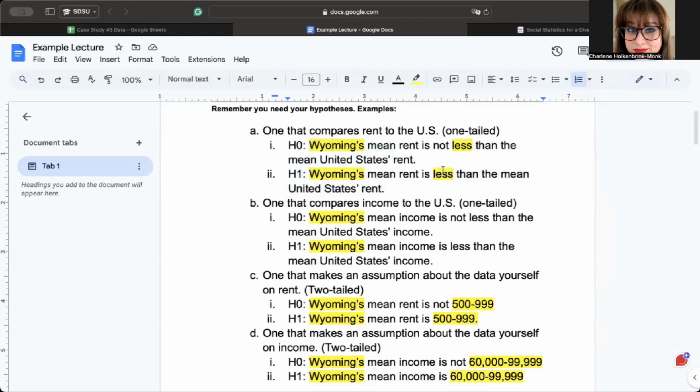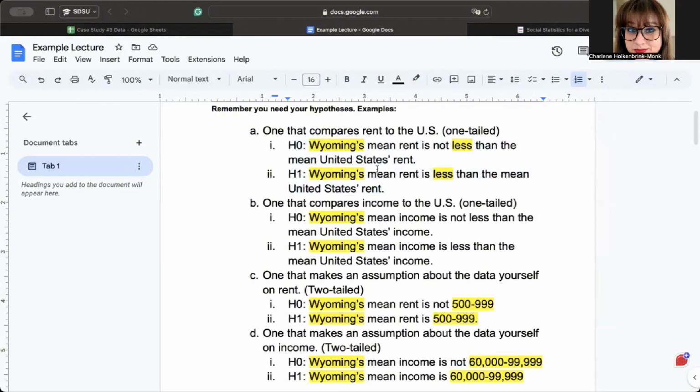Now, this highlighted portion, as I said, is what you're changing. So this would be your state, and then this is what you think is going to be the case. For our one-tailed test, we're comparing our rent and our income to the United States. If I was using Wyoming, I'd say Wyoming's mean rent is not less than the mean United States rent, because I'm actually hypothesizing that it is less than. Whatever your state is, you're going to decide, do you think it's greater or do you think it's less? And you need to change that. This has to be the direct inverse of this one.